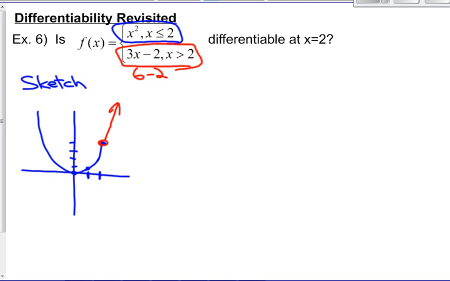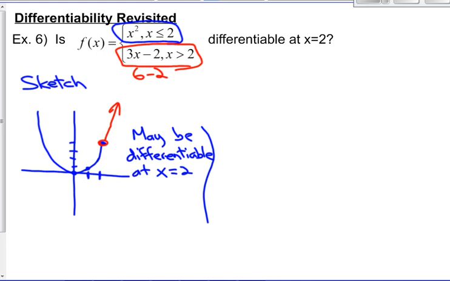I really don't know. I can't discount that it's differentiable. It may be differentiable. It looks pretty good, actually. Doesn't look, well, maybe it's a corner. We'll need some algebra to investigate.